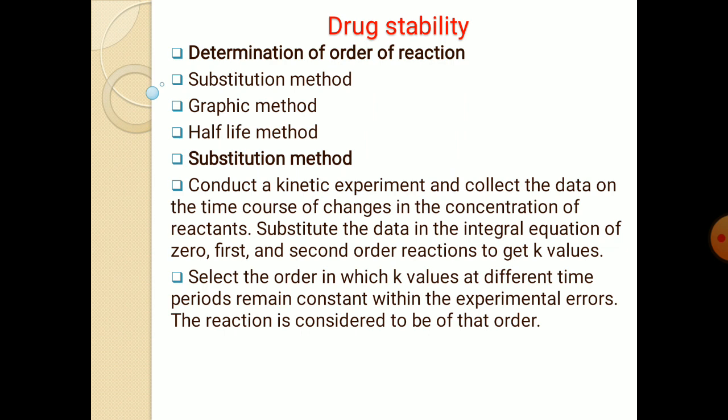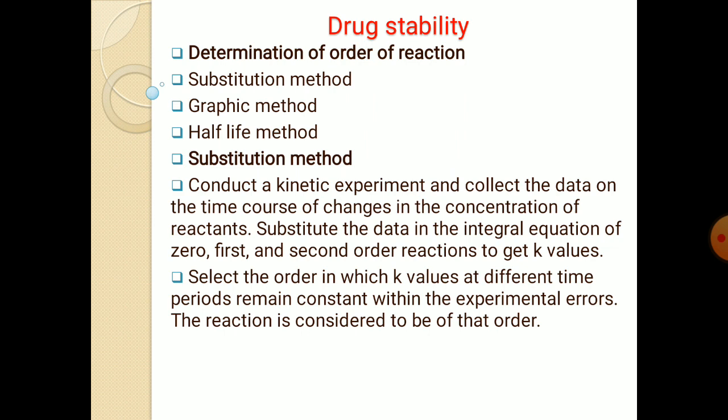Now we'll see the methods for determination of order of reaction. Everyone knows the meaning of order of reaction. It is the sum of the exponents of the concentration terms on which the rate of reaction depends. If the rate of reaction depends on the concentration of only one reactant, the order is 1. If the rate of reaction depends on the concentration of two reactants, then the order is 2. Likewise, so you know the meaning of order of reaction. We'll see the methods to determine the order of reaction.